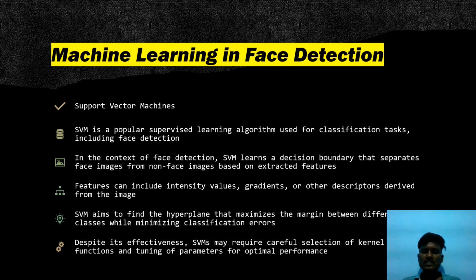Machine learning in face detection. SVM is a popular supervised learning algorithm used in classification tasks, including face detection. In the context of face detection, SVM learns a decision boundary that separates face images from non-face images based on extracted features. Features can include intensity values, gradients, or other descriptors derived from the image.